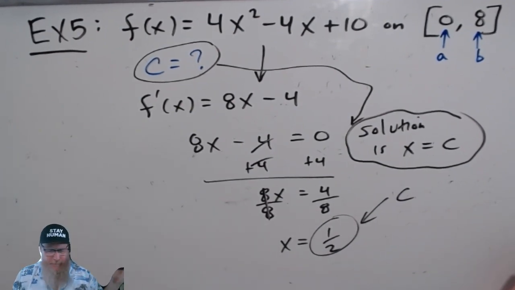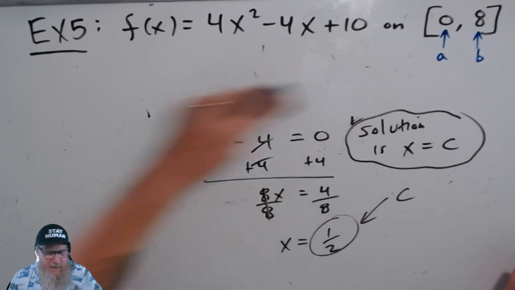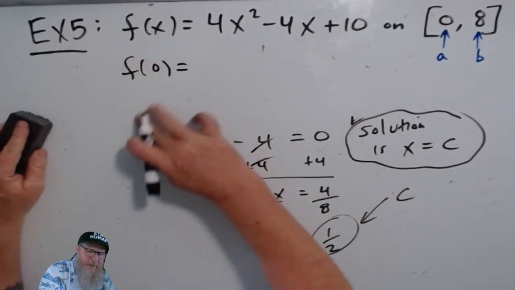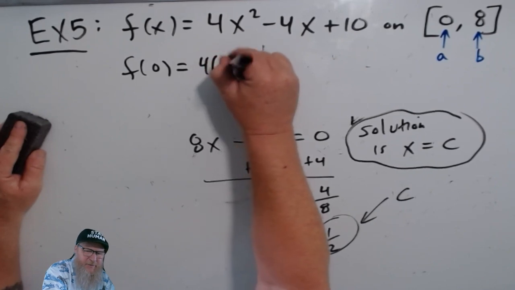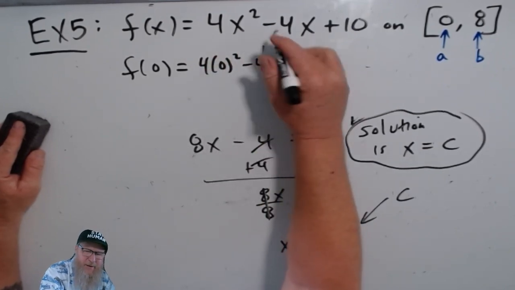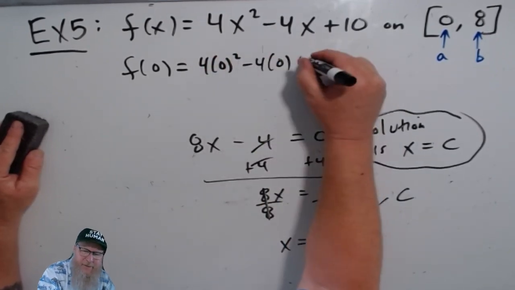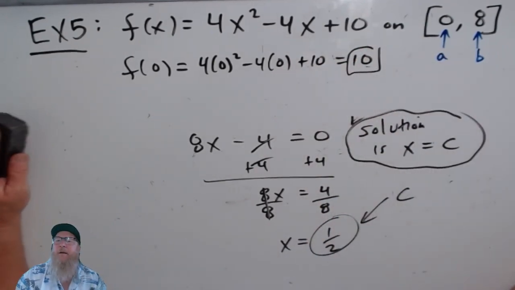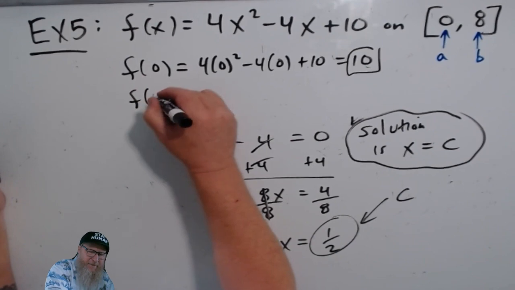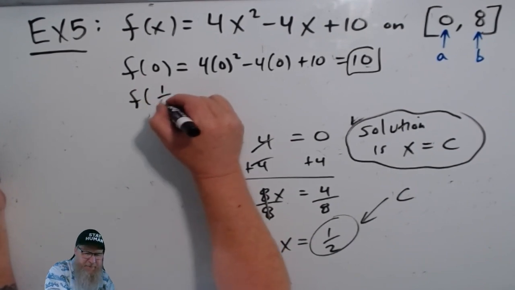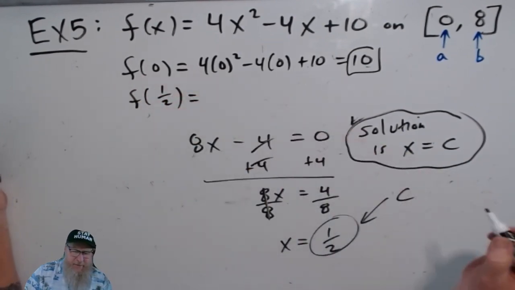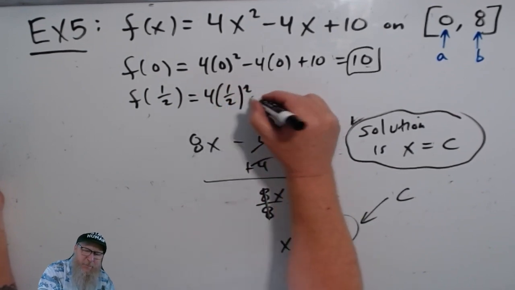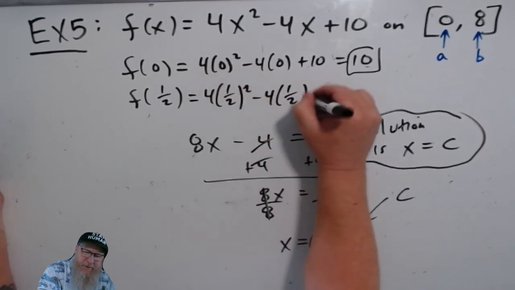All right. So I need to go back to the original function. So f of 0 is 4 times 0 squared minus 4 times 0 plus 10. So that equals 10. f of 1/2 is 4 times 1/2 squared. You can use 0.5 if you prefer.